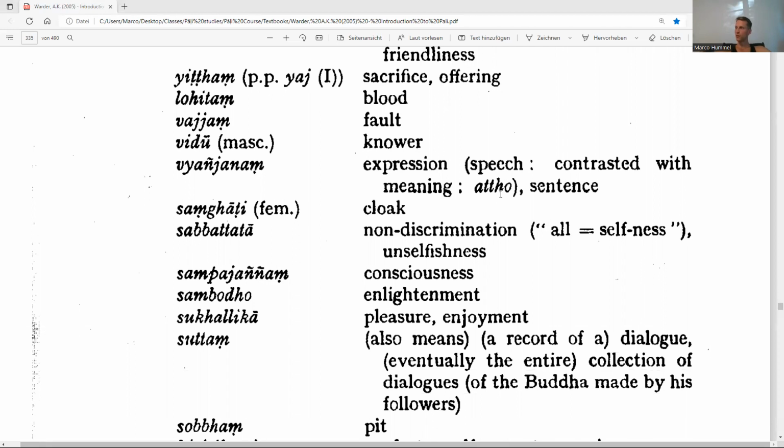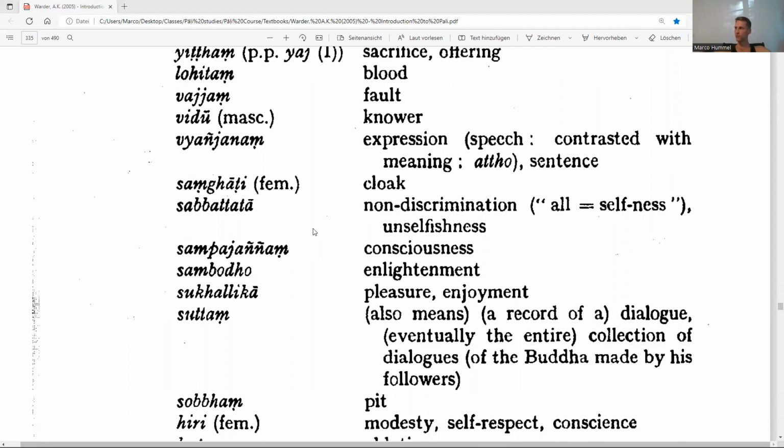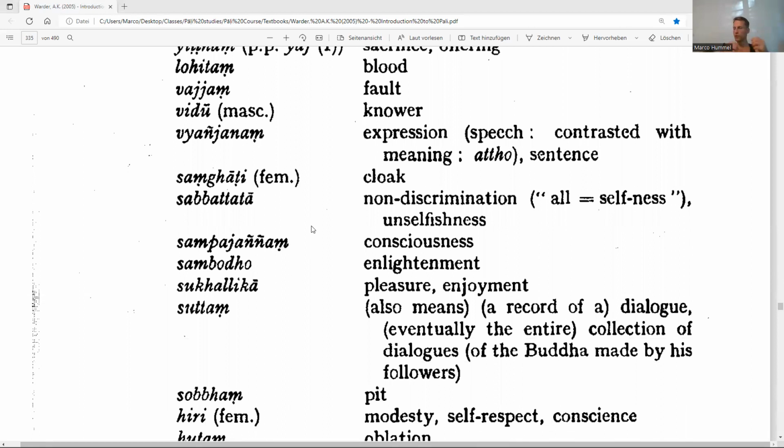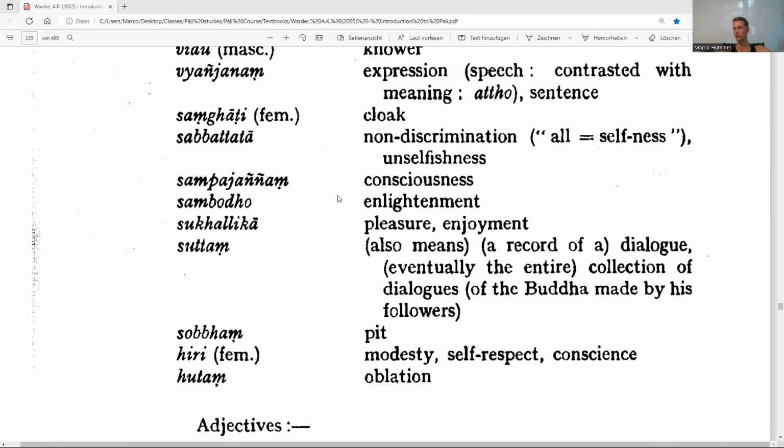Vyanjanang, expressions. In speech, this is contrasted with meaning, attho, and vyanjanang can also mean sentence. Sanghati, cloak. This is, I think, the outer robe for the monks and nuns. Sabbattata, non-discrimination, all-selfness. So sabba and attata together, and then meaning unselfishness as well, by implication. Sampajanyan, this can have many meanings, but here water takes it as consciousness. Sambodho, I would rather have it as awakening than enlightenment.